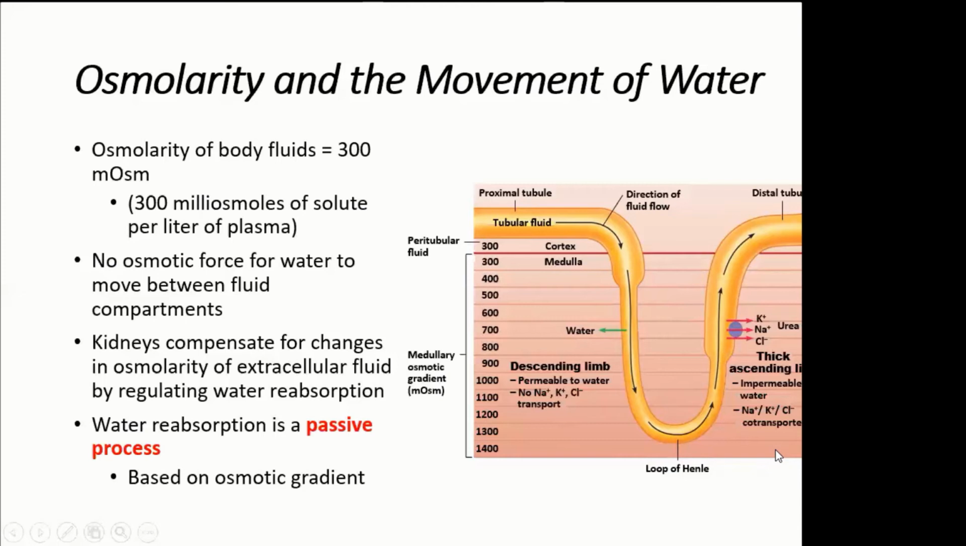So water reabsorption is going to be a passive process. We're mostly not going to be actively moving the water. What we're going to be doing is moving solutes to draw water into different places. So the movement of water is passive, based on an osmotic gradient. The osmotic gradient is that pull, the pull of the solutes pulling water towards it. So what we're actually going to set up is the osmotic gradient in order to control the water flow.